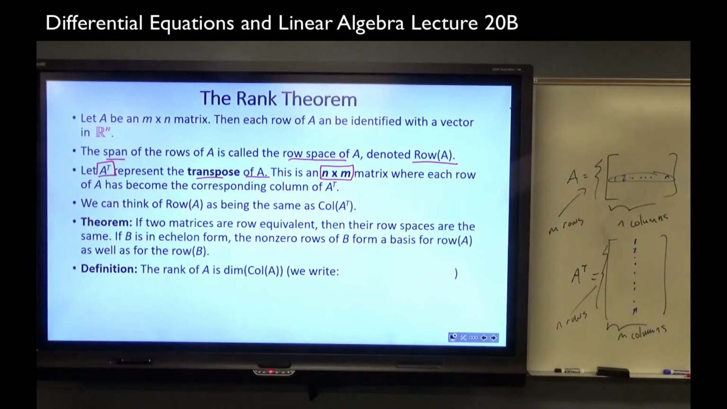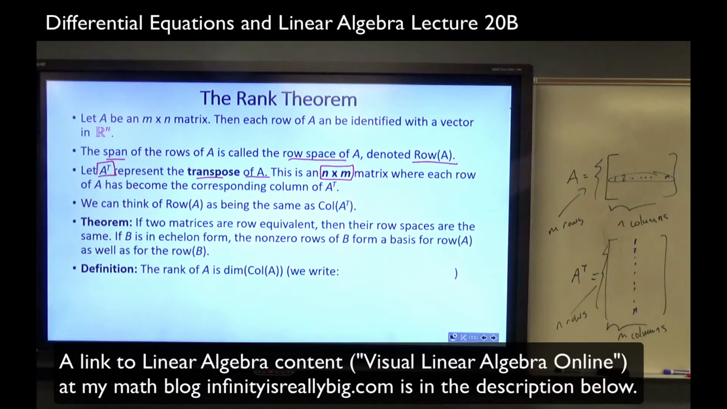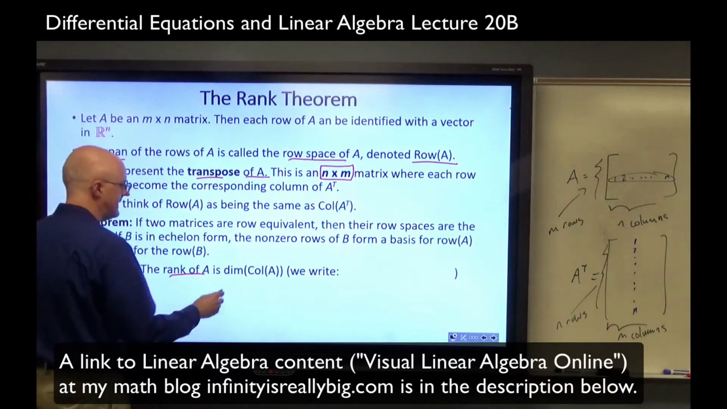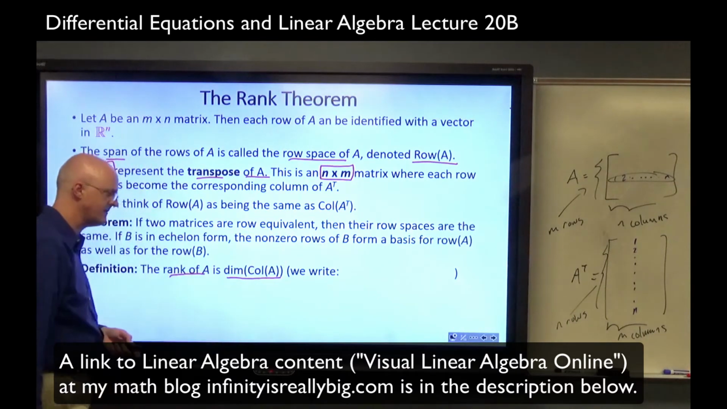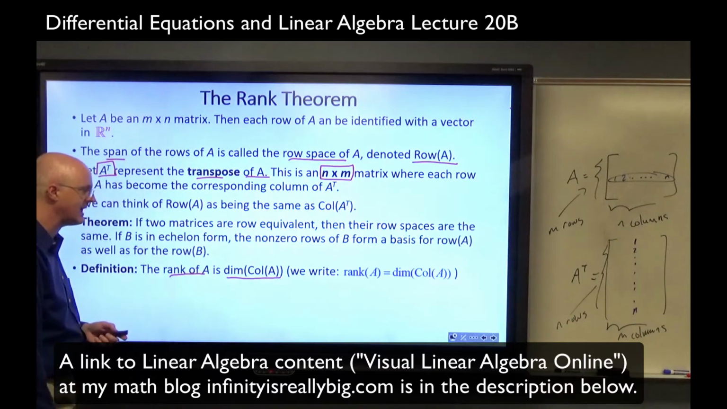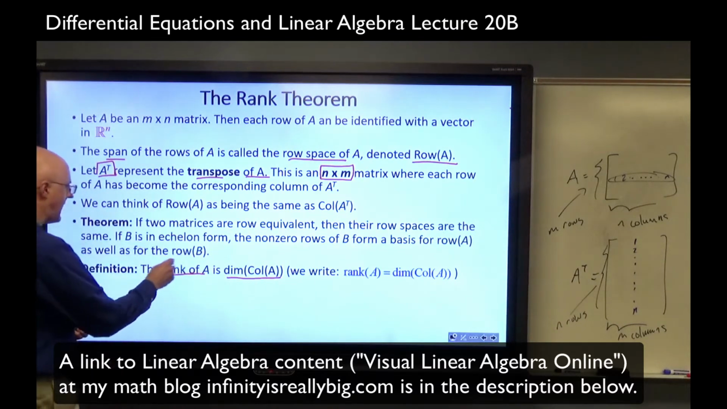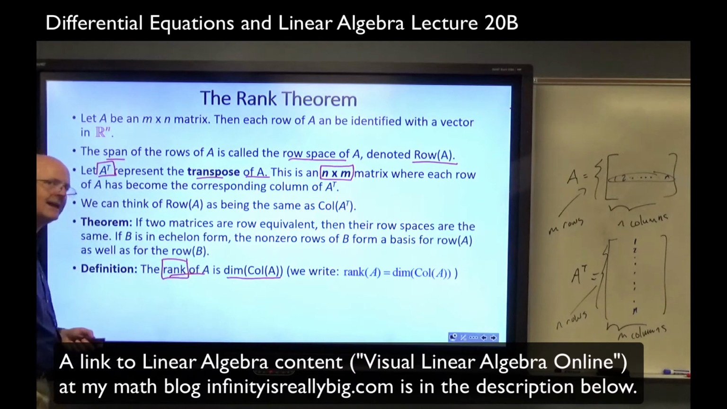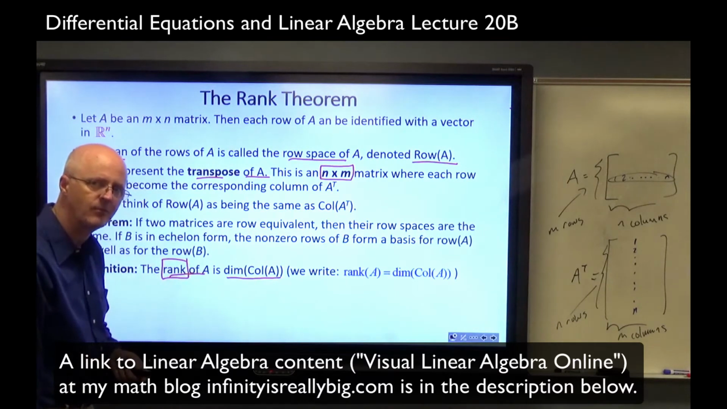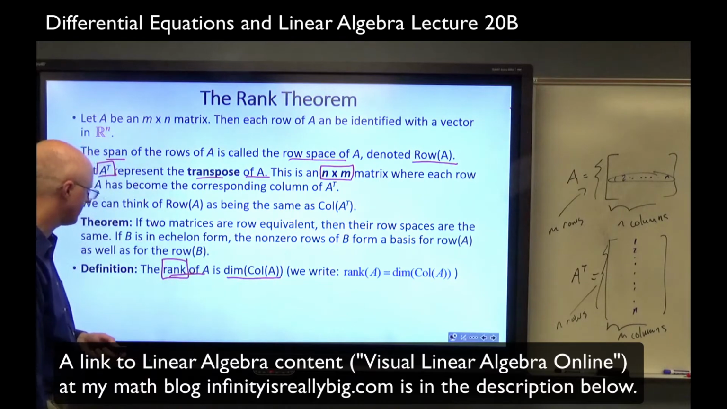Here's a definition. The rank of A is the dimension of the column space of A. And we can write rank of A equals dim of Col A. That's the definition of rank. And now we have something called the rank theorem, also known as the Rank-Nullity theorem, this one right here.